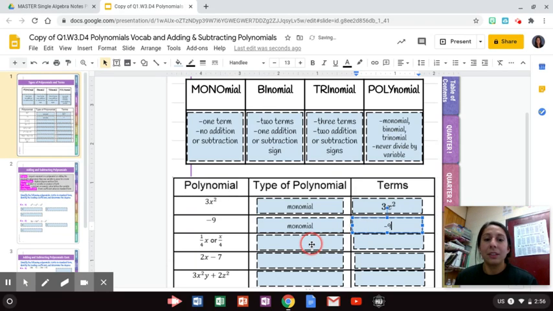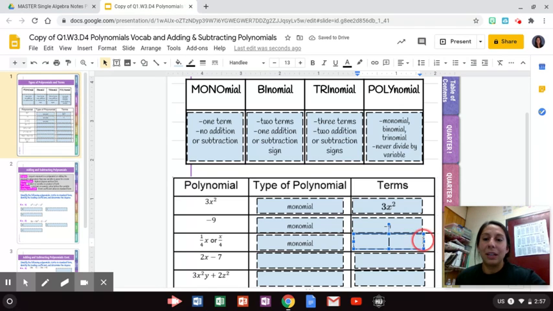The next one is 1/4 x. There's no addition or subtraction, so it's a monomial, and you'll notice that they're not dividing by a variable, which means the letter is not at the bottom. The letter is at the top, a 4th x. So this is actually a monomial as well. And I'm going to come over here and insert my 1/4 x.